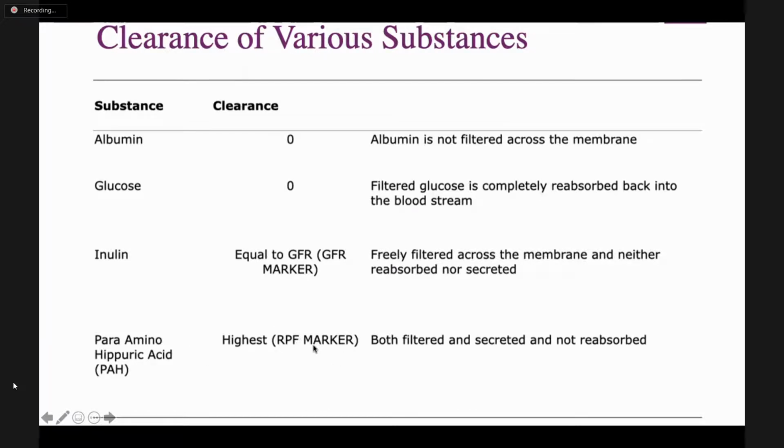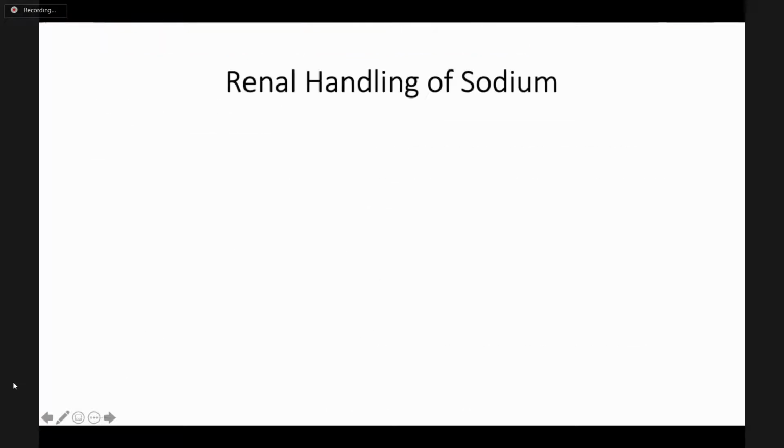If you want to know the renal blood flow, you have to consider the hemoglobin. There is a special calculation, so you can check back on that. So these are the substances, at least four substances that you've got to know. Okay, that's all for renal clearance.